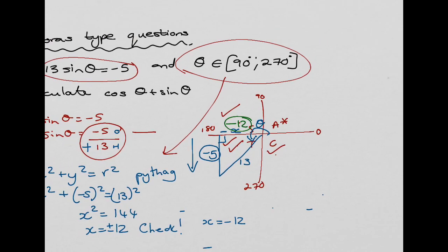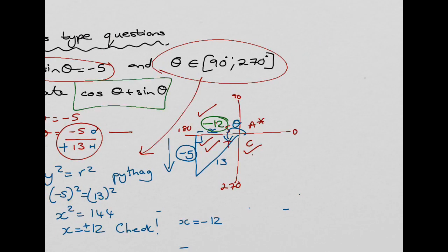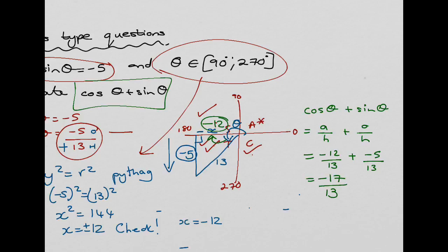Then we've got to try and work out what cos theta plus sine theta is. Cos theta plus sine theta is the same as saying adjacent over hypotenuse plus opposite over hypotenuse. So we don't want to solve for theta here. They're not asking us to use our shift button on our calculator. We're just filling in from the triangle. So adjacent from that corner of the triangle is going to be negative 12 over the hypotenuse, and then negative 5 over the hypotenuse, which gets us negative 17 over 13.